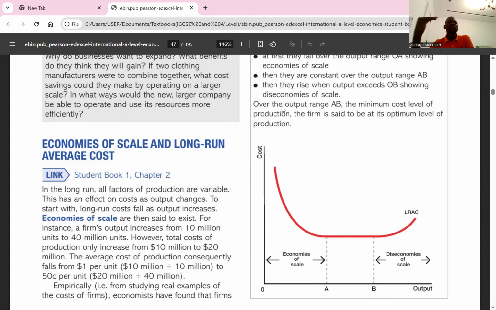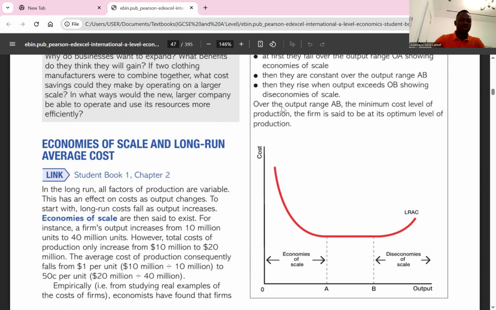We have diminishing returns when it comes to short-run aggregate supply. Here I have OA: initially costs fall over the output range OA, which shows economies of scale. So OA is economies of scale. Then we have constant returns to scale, AB. Then beyond B we have diseconomies of scale, which a firm must not reach. Any question about that? No.